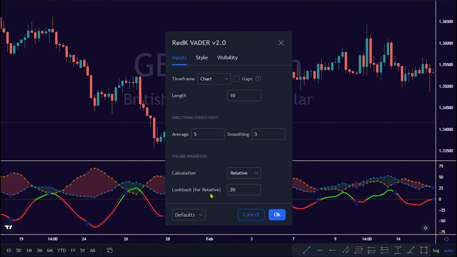Here are the volume parameters. The calculation by default is set to relative, and the lookback for relatives is 20. It's advisable to leave the default settings intact.